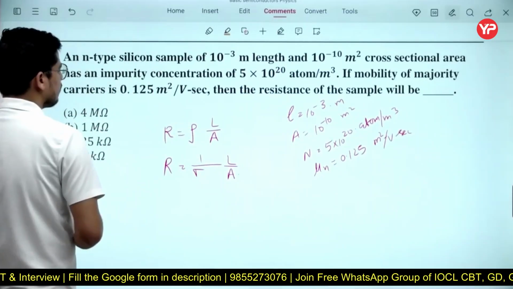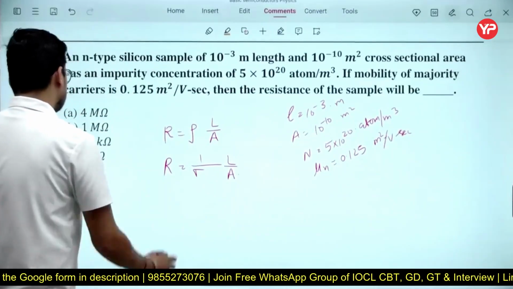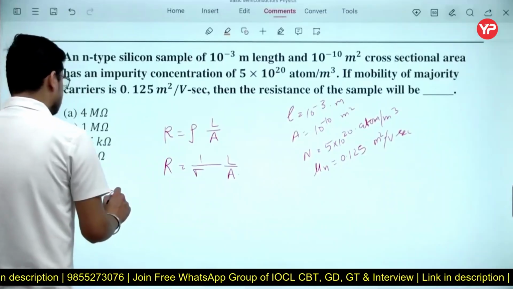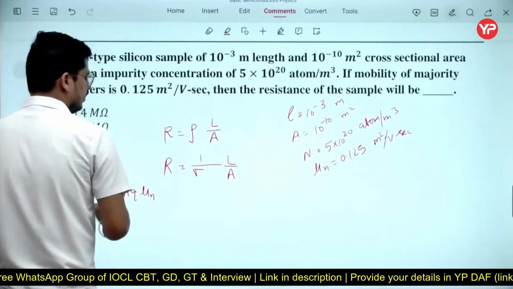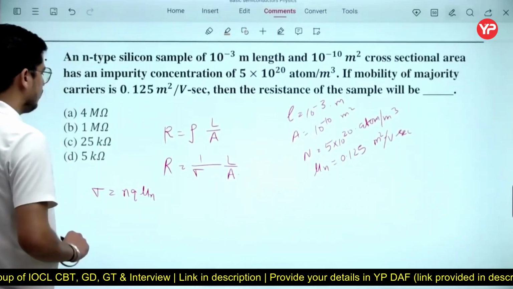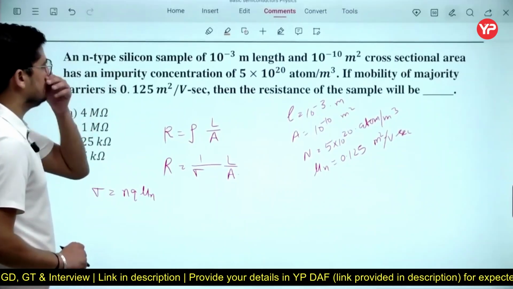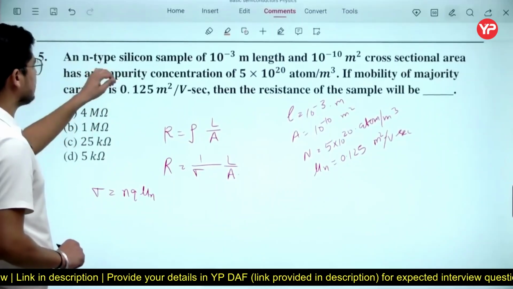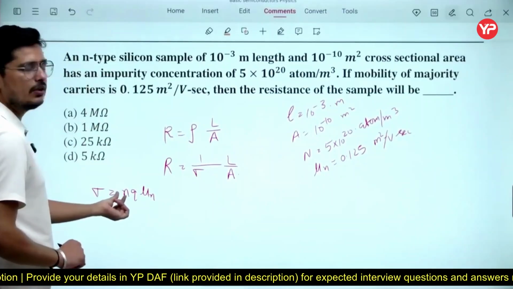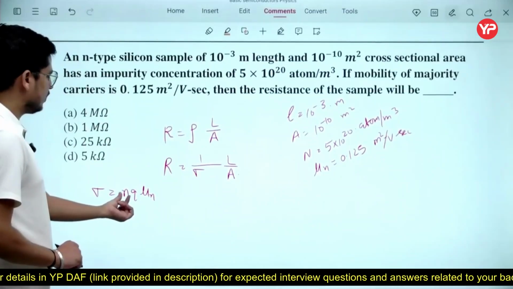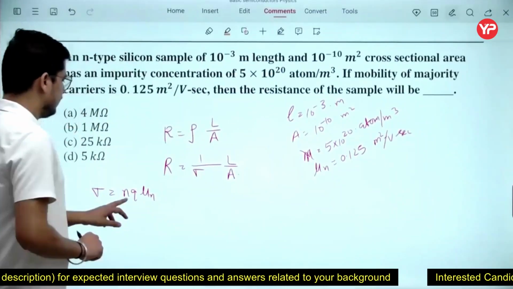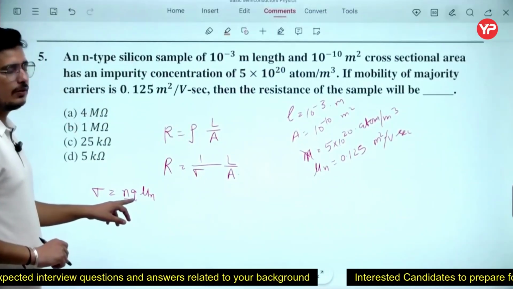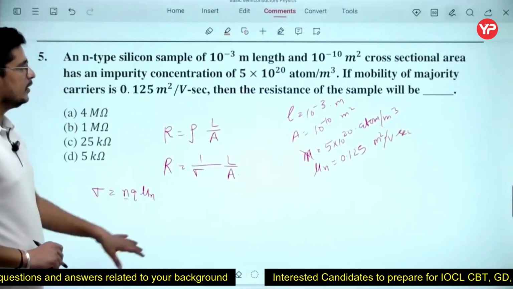Now, we have to calculate this sigma value. That will be equal to n q mu n, right? I'm taking small n because this is an n-type semiconductor. In n-type we are introducing the electrons, so the electron concentration is represented by n. Q is the charge on one electron, and mu n is the mobility of that electron.